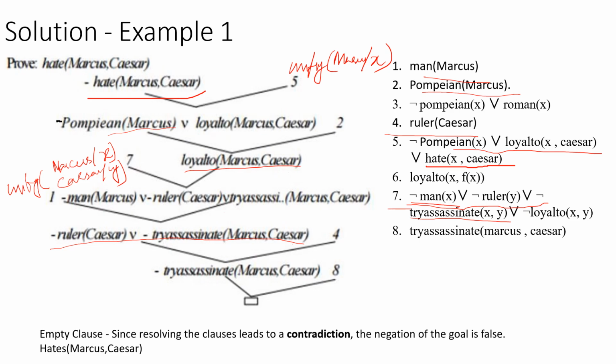Again, we will go through the clauses. You can see when we are comparing with the eighth one, they are complementary clauses: not assassinate Marcus, Caesar and try to assassinate Marcus, Caesar, and we will get an empty clause. Empty clause means resolving the clauses leads to a contradiction, so that means the negation of the goal is false. So whatever our assumption is, it is wrong. That means whatever we have to prove is correct. So we can conclude that hates Marcus, Caesar is proved.